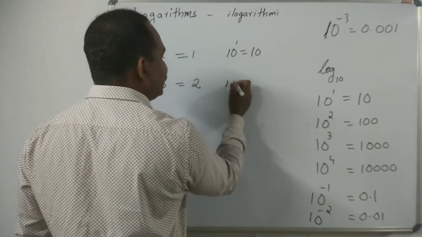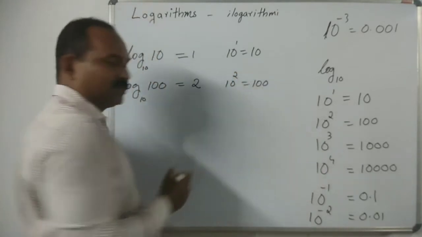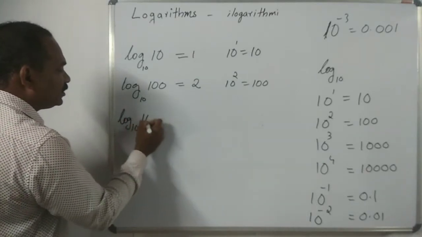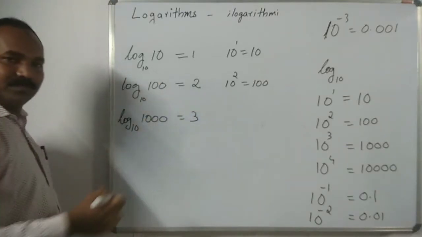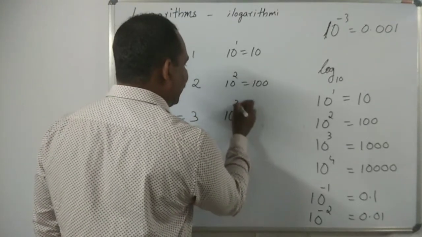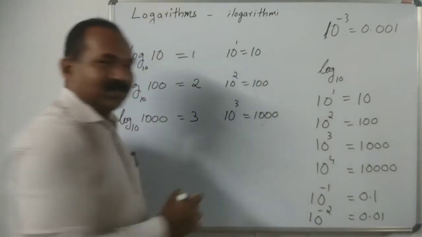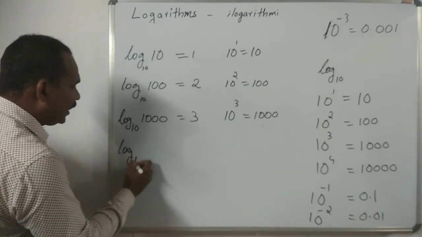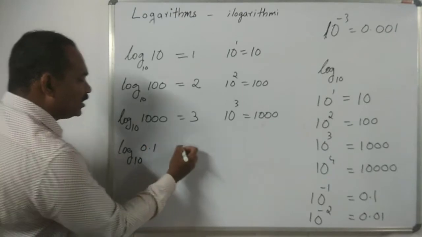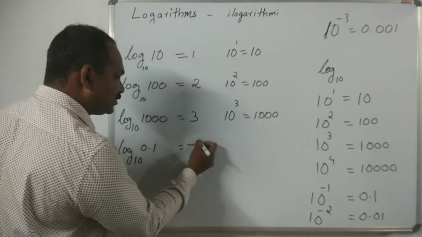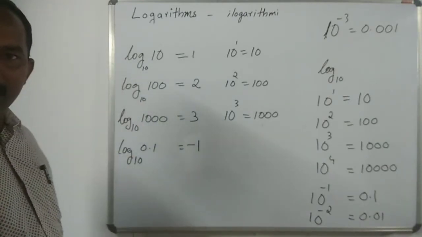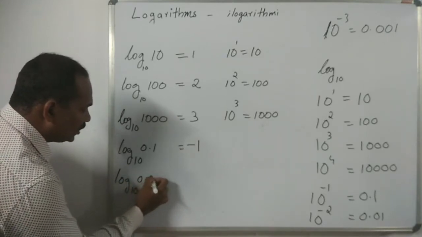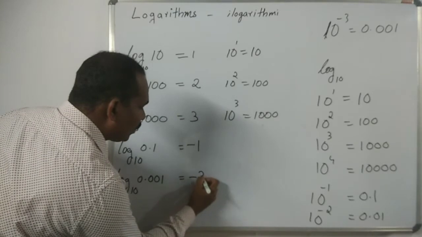Also you can write here 10 square is equal to 100 in the reverse fashion. Then log base 10 1000 is equal to 3, because 10 raised to 3 is equal to 1000. Clear? Similarly, log base 10, 0.1 is equal to minus 1. Clear? Then log base 10, 0.001 is equal to minus 3.